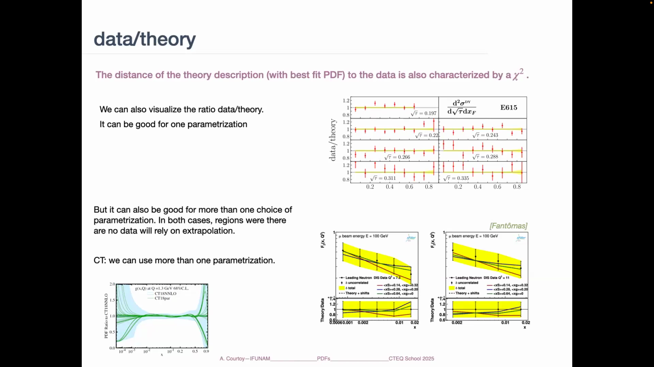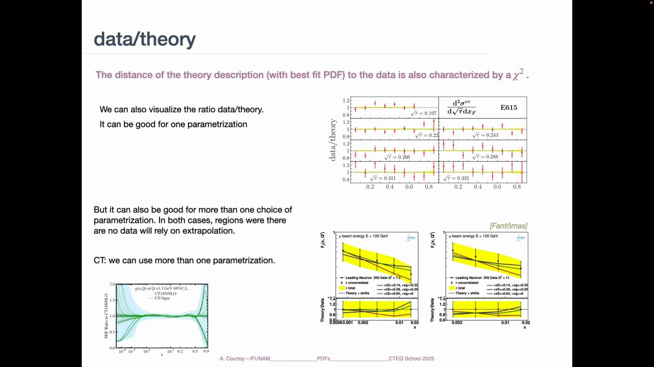So there will be regions that are not well determined by the data, and that's what we call the extrapolation region, okay? You will need to extrapolate. So it means that outside of this range, I could have functions that go in different directions, okay? And in principle, you could have that, okay? So that's important. So what we do in CT is that we use more than one parametrization, okay? Well, we will use in the future, okay?